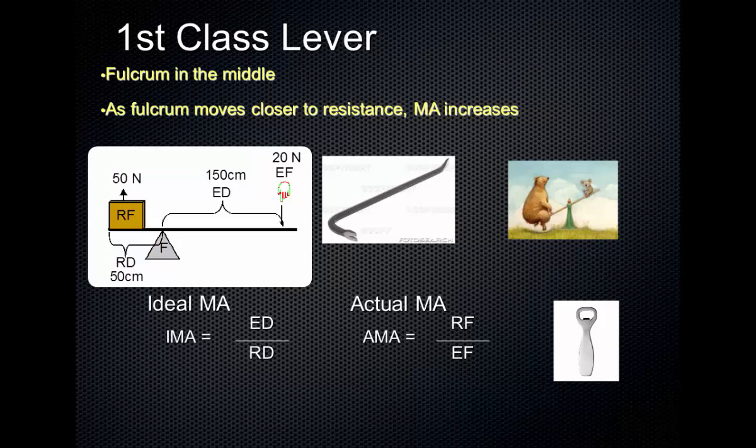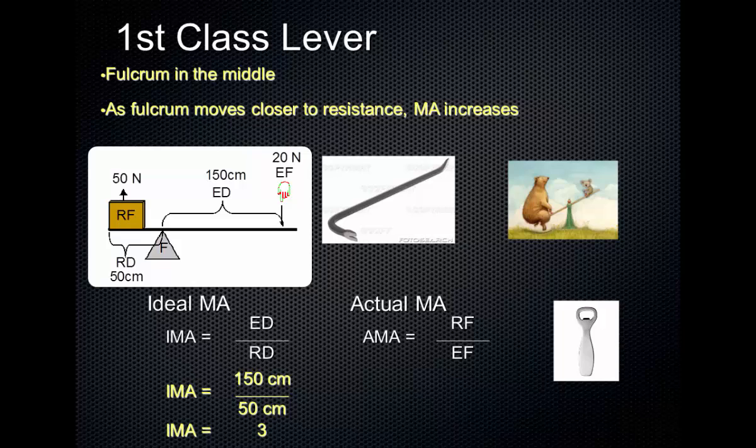To calculate mechanical advantage, again, the formula doesn't change. It's effort distance versus resistance distance. Effort distance is from the fulcrum to the effort. Resistance distance is fulcrum to the resistance. So in this case, effort distance is 150 centimeters. Resistance distance is 50 centimeters. And that would give us a mechanical advantage of 3. That's on the bottom. It's getting cut off, but that's ideal right down here. Mechanical advantage is 3.